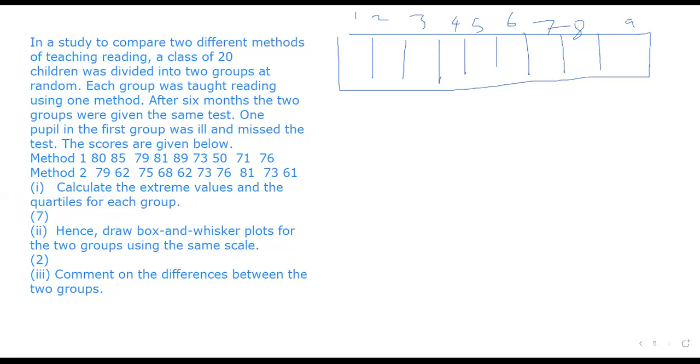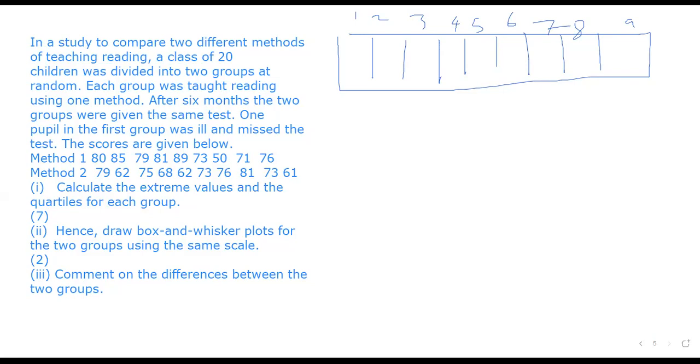Thank you so much. It has impressed me. So we rearrange them in order, starting from the smallest to the highest. This is the method that has been given, so we're going to rearrange them: 50, 71, 73, 76, 79, 80, 81, 85, and 89. So the extreme values, firstly, for us to identify: the lowest value is 50, the highest value is 89.